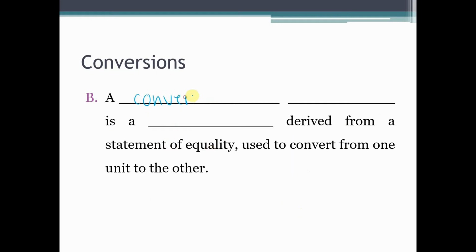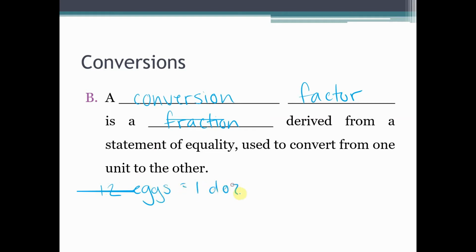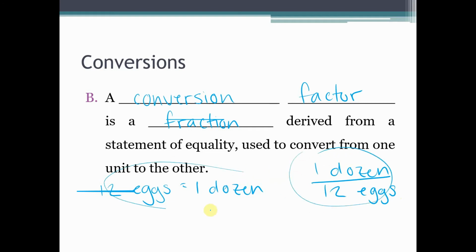A conversion factor is a fraction derived from a statement of equality used to convert from one unit to the other. So if my statement of equality was 12 eggs, we'll do it backwards this time, is equal to 1 dozen, I can turn that into fractions, into conversion factors by doing 1 dozen over 12 eggs. So this would be the conversion factor. This is the fraction that I get from my statement of equality over here.